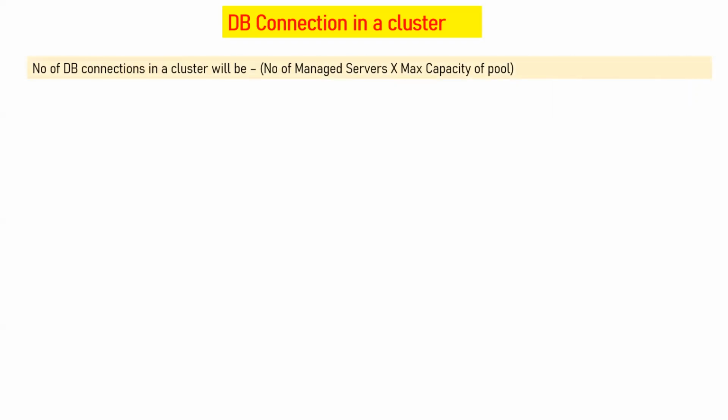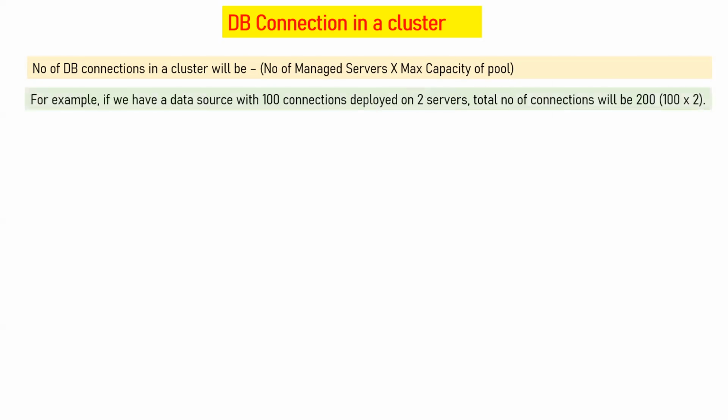And when we talk about the number of connections in a cluster, the total number of connections that can be created in a cluster is equal to the number of managed servers times the capacity of the pool. That means if the maximum capacity of my connection pool is 100, and I have two servers, then the total number of connections that can be created at a particular moment in my database from the WebLogic side is the number of servers in the cluster times the maximum capacity, because in that case I have targeted this data source to two managed servers.